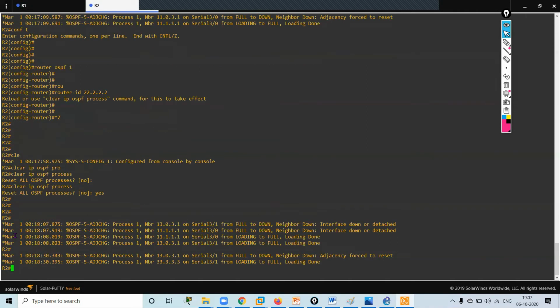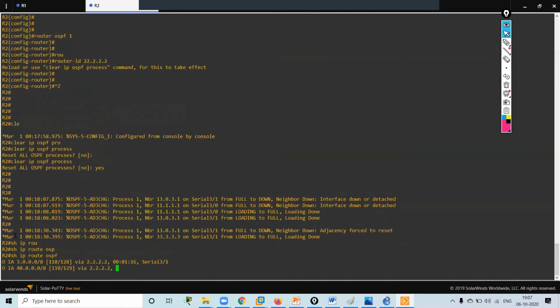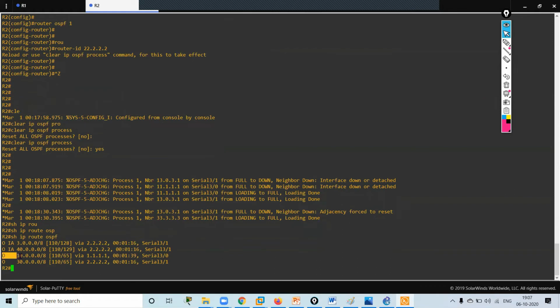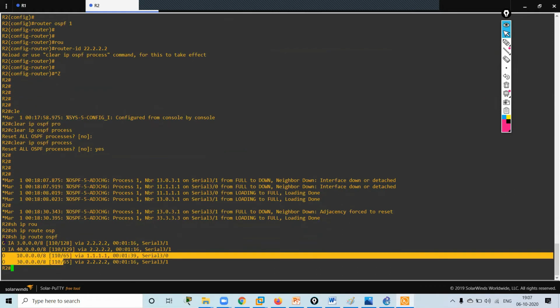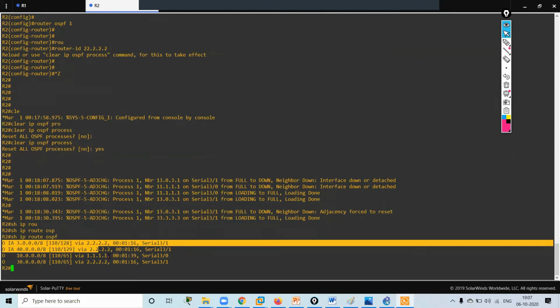If I see on R2, show IP route OSPF, here I will be having O routes within the area and OIA routes, because this is my border router. I am running area 0 as well as area 10 on this router, but I am getting the 40 and 3 network from area 20. So that is the reason it is my OIA routes. Understood? Any questions?